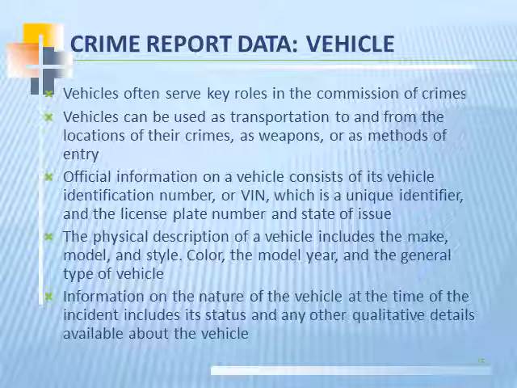Three types of information are collected about vehicles: official information, physical description, and the nature of the vehicle at the time of the incident. The official information on a vehicle consists of its vehicle identification number, or VIN, which is a unique identifier, and the license plate number and state of issue. The physical description of a vehicle includes the make, model, style, color, the model year, and the general type of vehicle. Information on the nature of the vehicle at the time of the incident includes its status and any other information about the current condition of the vehicle.